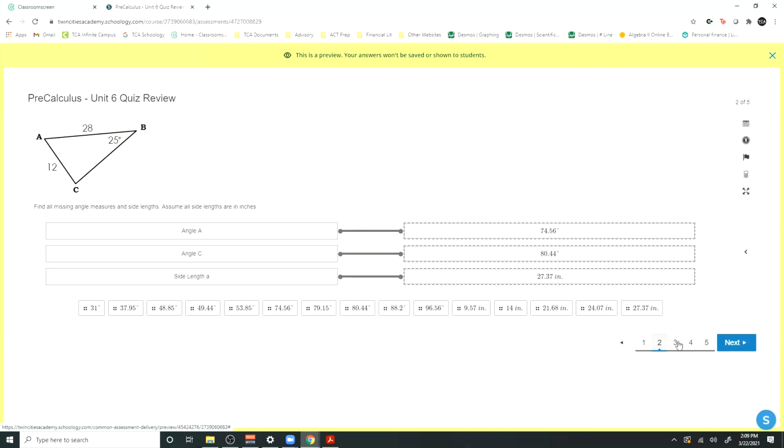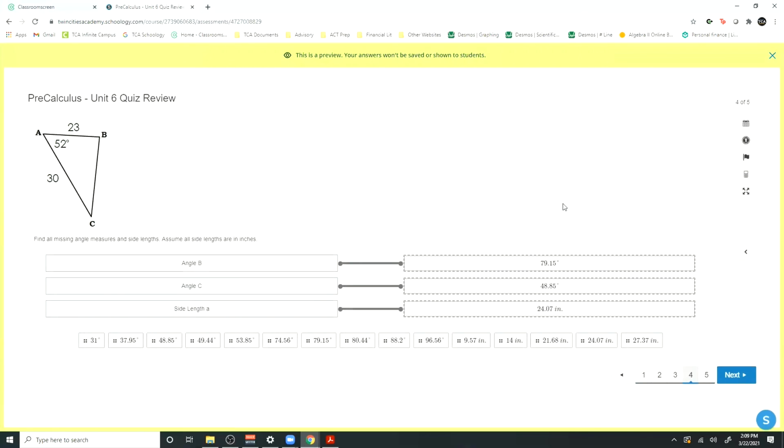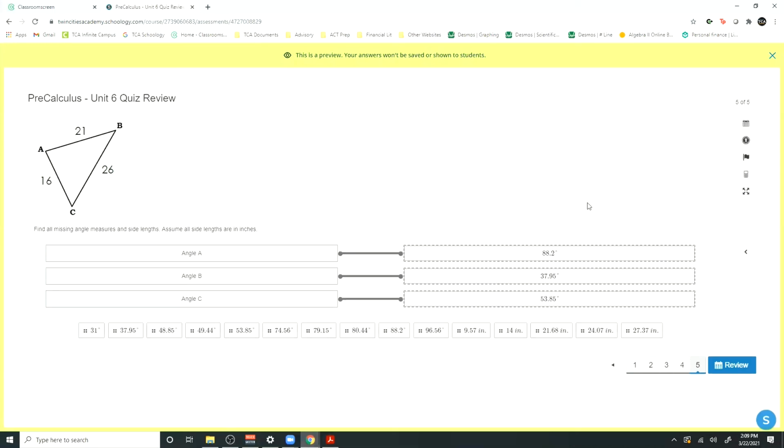Number 3, 49.44 degrees, 96.56 degrees, 9.57 inches. Number 4, 79.15 degrees, 48.85 degrees, and 24.07 inches. And number 5, 88.2 degrees, 37.95 degrees, and 53.85 degrees.